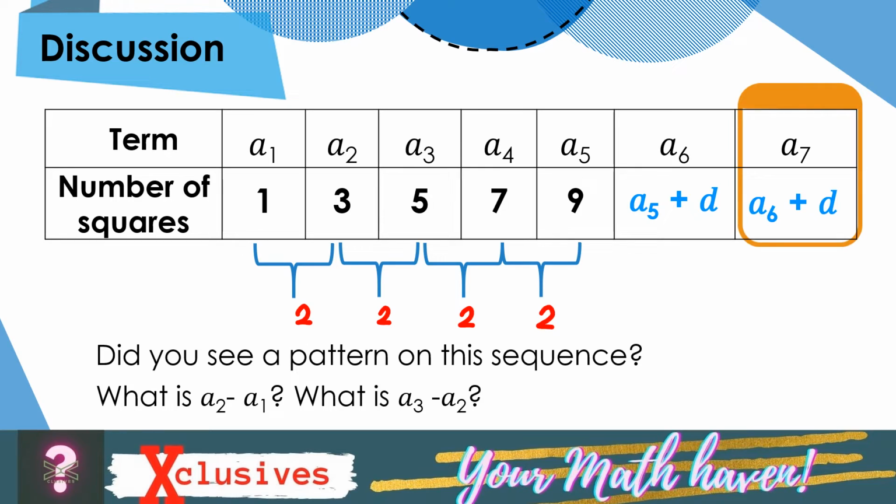So, the difference between the first term and the second term is 2. The difference between the third and the second term is 2. And so on and so forth. So, the pattern is adding 2 to the preceding term to get the next term.